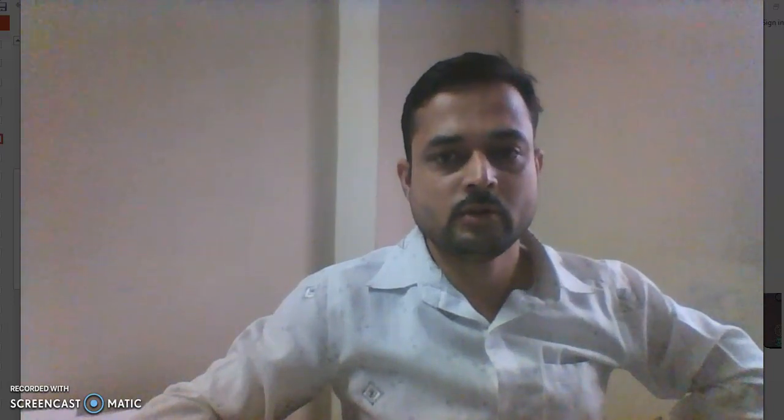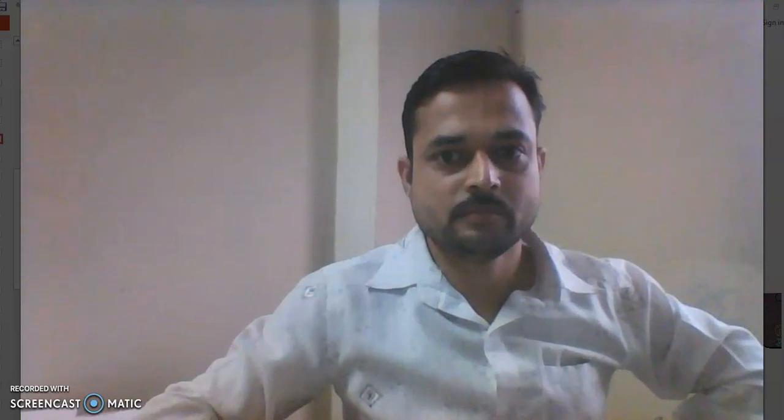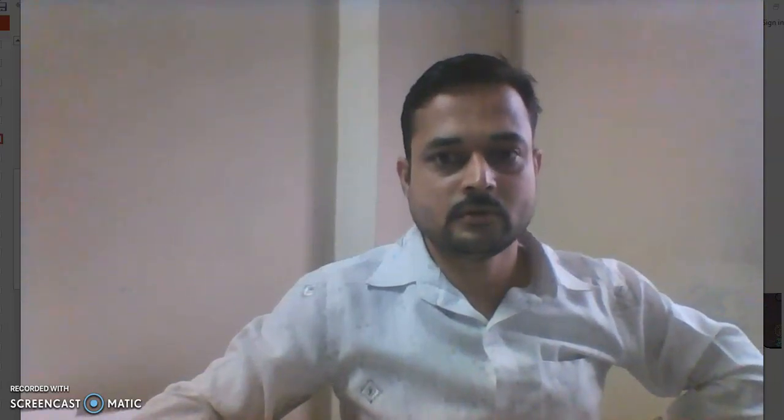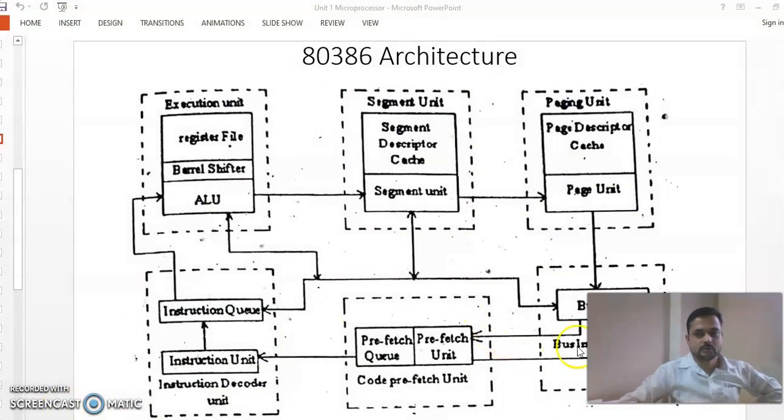In this session we are going to see the 80386 microprocessor architecture. Welcome to all of you for this session. The 80386 microprocessor architecture consists of these important blocks. We can see there are 6 blocks here: bus interface unit, code prefetch unit, instruction decoder unit, execution unit, segmentation unit, and paging unit.